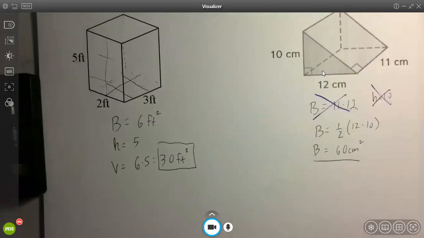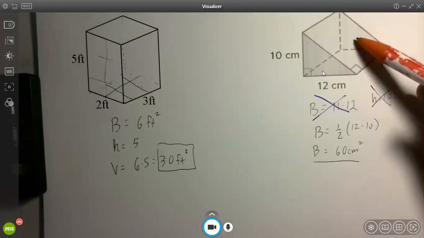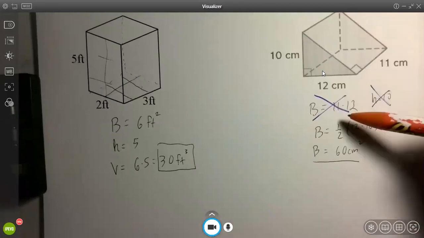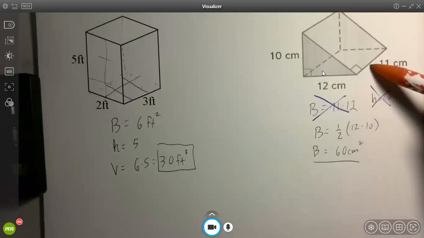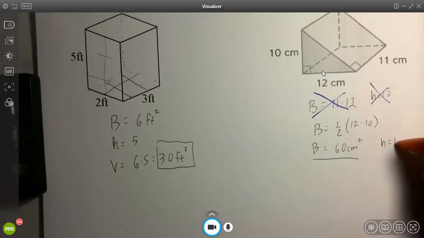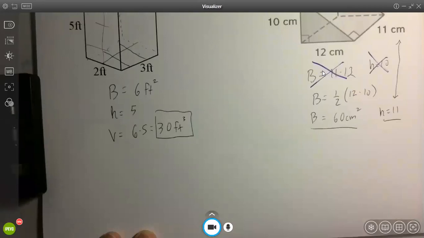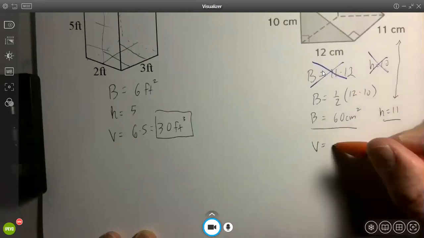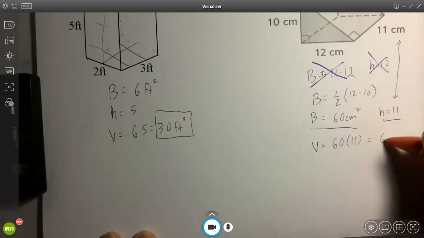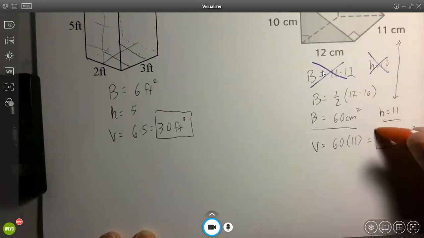Bad idea. The reason why the height is not 10 is because for prisms, the height is how far apart are your bases. Since this is a triangular prism, we want to see how far apart are those triangles. Well, those triangles are 11 centimeters apart. H equals 11. Okay, so now that we have area of base and we have height, we have everything we need for volume. So that's 60 times 11, 660 centimeters cubed, not squared, cubed.